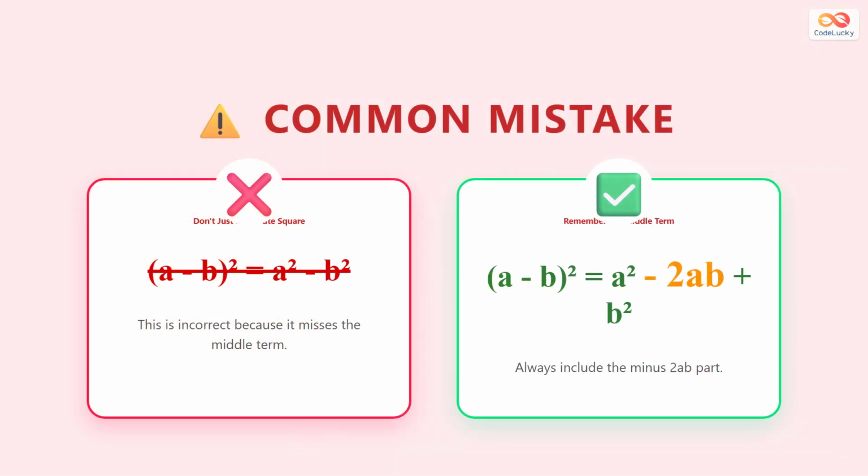A very common mistake students make is simply distributing the square to both terms. They might write a² − b². This is incorrect. You must never forget the middle term, minus 2ab. That middle term represents the interaction between the two parts of the binomial.